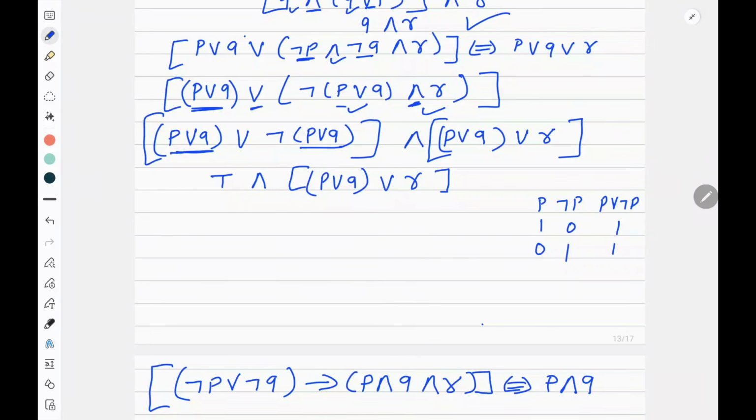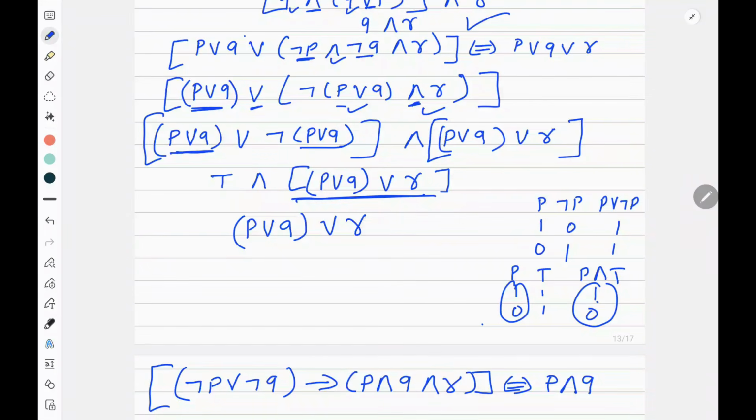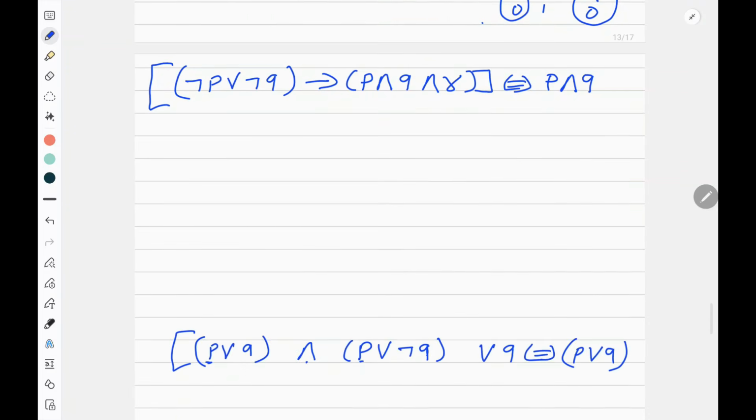And we know that T and any proposition. Like if you have P any proposition and you have T, 1 1. So if you take their and, it will be the same proposition P. Right? So here this is a proposition. So answer is P or Q or R. And hence we got our answer. Now let's move to the next question.